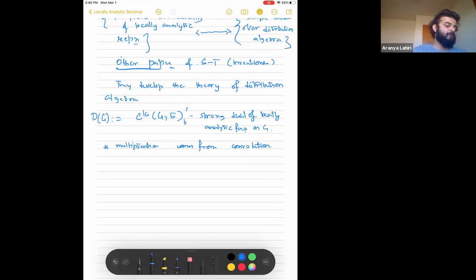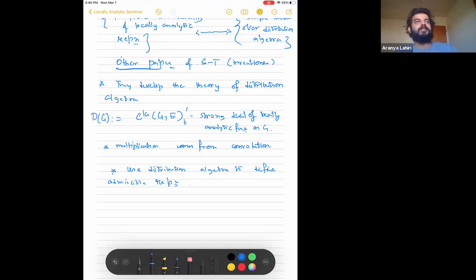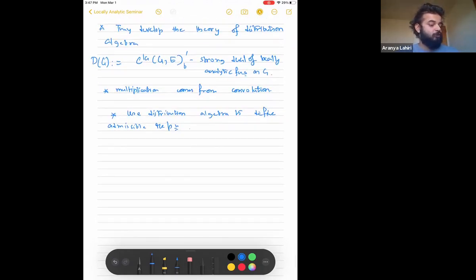But we have this distribution algebra, and in this other paper, I'm calling it the other paper, I'm sure someone can tell me what this paper is actually named, what they do is use distribution algebra to define admissible representations. This is the first time they fixed their definition of admissible representations. In the first paper, they introduced admissible representations. The condition, even though it was still given by distribution algebra, was too restrictive. So they use this distribution algebra to define admissible representations.